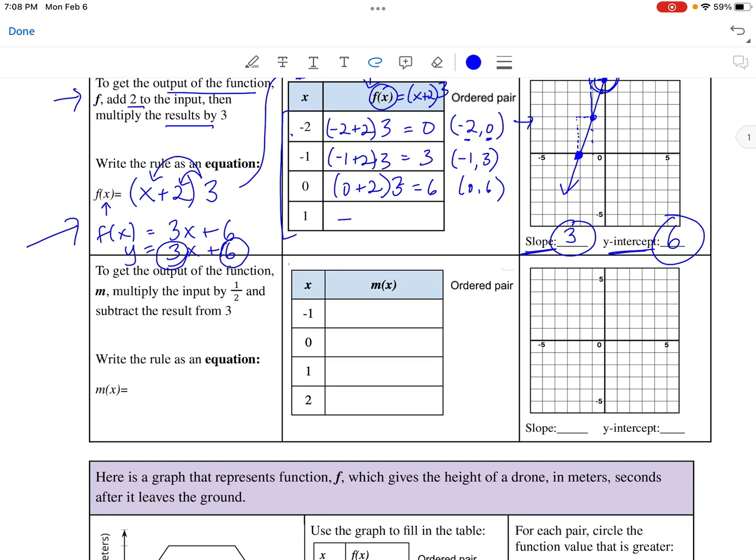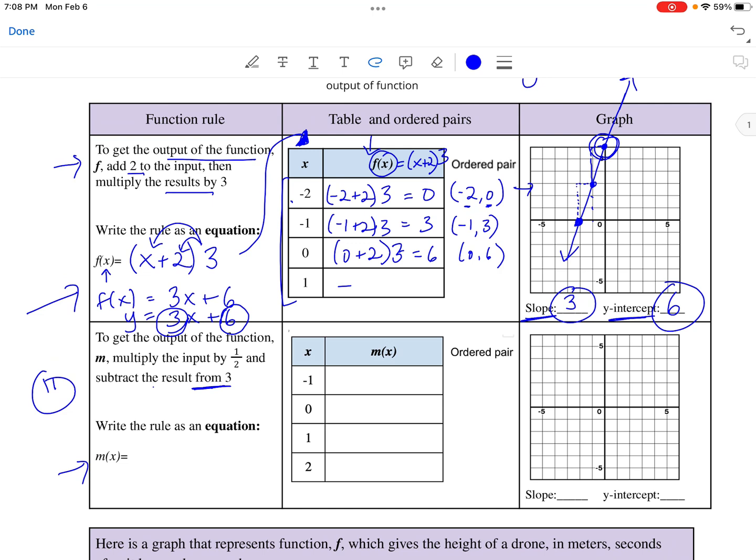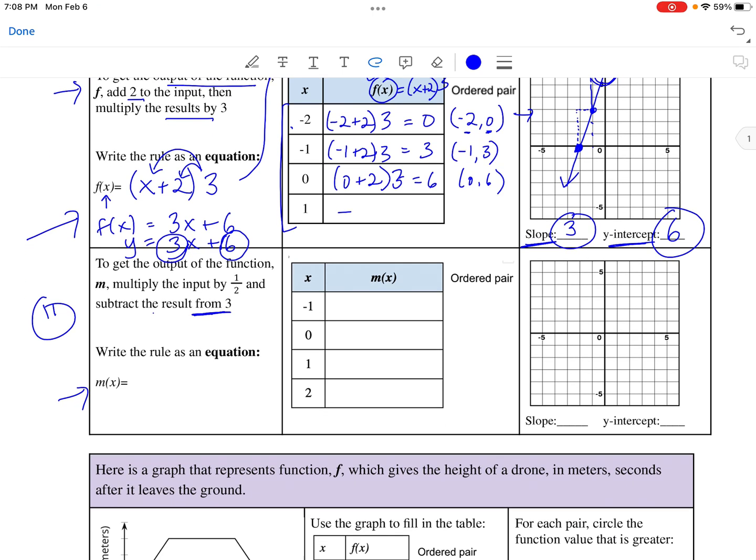Okay, let's do another one. Here we have a new rule, so pause the video and write the rule in equation form. So here it says multiply the input by 1/2 and subtract the result from 3. Now, we need to think about what are we going to write first? When we subtract something from 3, like if I said subtract 1 from 3, you would not write 1 minus 3. That would be wrong. That would be subtracting 3 from 1. Subtracting 1 from 3, we actually have to write the 3 first and then the 1.